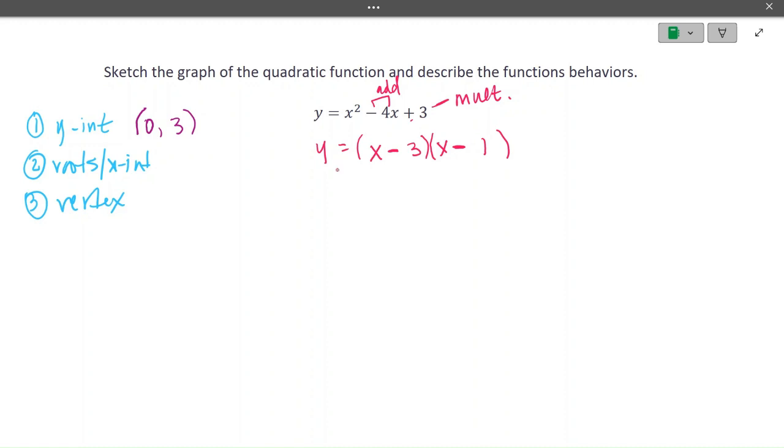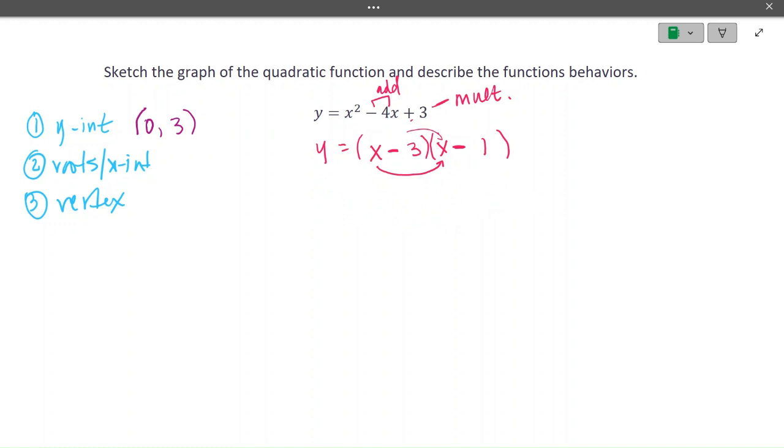So let's just do a quick check. If we were to distribute this out, I would have x times x, which is x squared, x times -1, which is -1x, x times -3, which is -3x, and then -3 times -1, which is +3. Look at that. That is -4x, +3. These are the exact same equations. They're just written differently, right? Because if I expanded this out, I'd get what I started with.